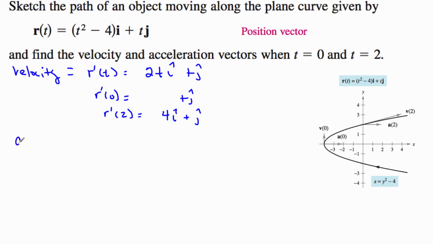Let me look at the acceleration. That's the second derivative. So this is 2. Oh, so the acceleration is always 2, no matter what. So at each point, the acceleration is pulling back to the right.